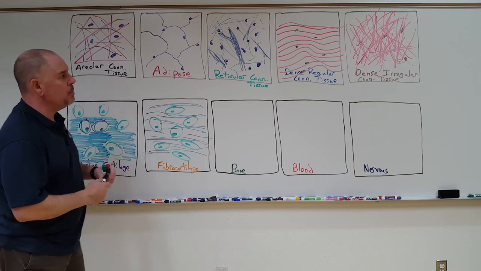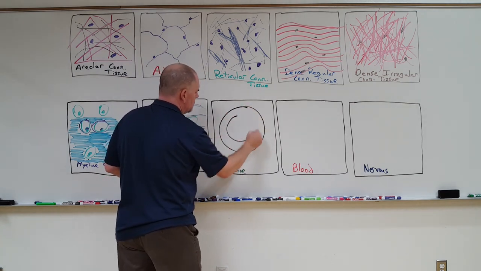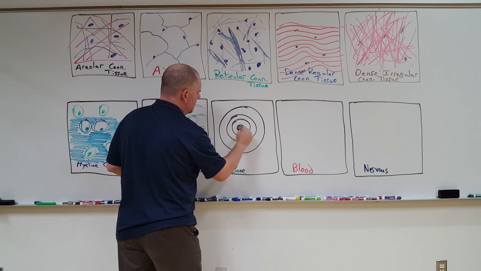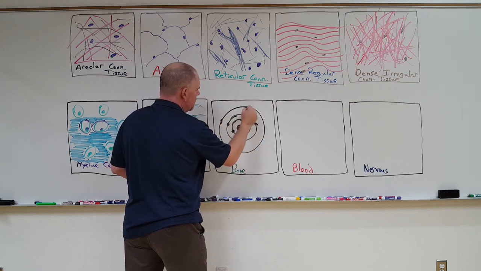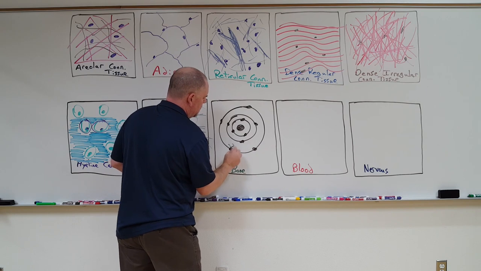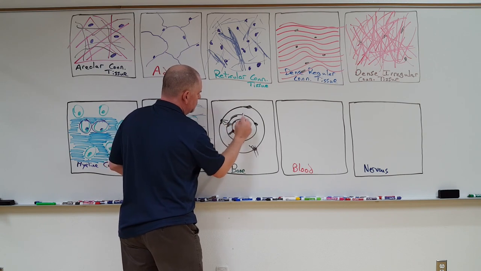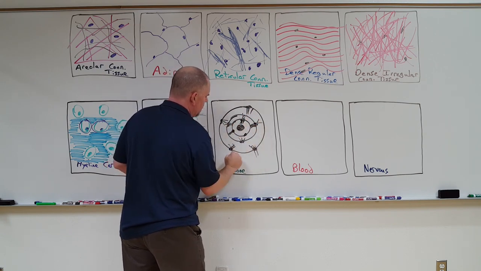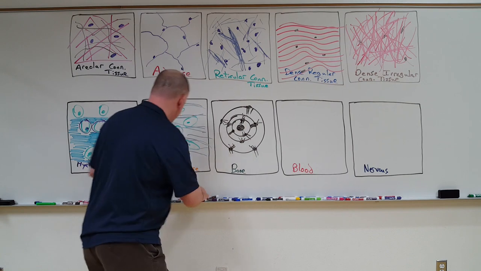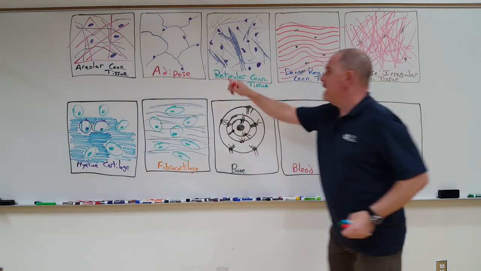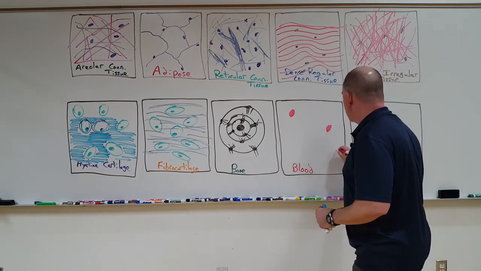Bone, along with adipose, one of the easiest to identify. Remember, looks like a target. I really don't think you'll have too much trouble with this one. Hey, that's not actually too bad for me. Okay. Bone. Blood, along with bone and adipose, the three 60-mile-an-hour tissues we have, lots of erythrocytes.